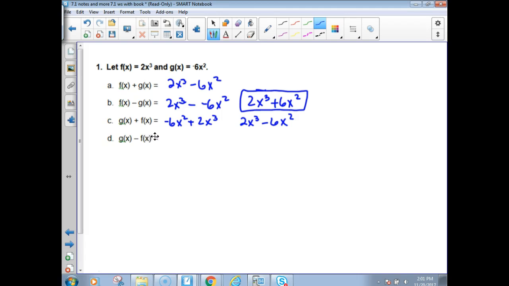So g of x minus f of x is not the same as f of x minus g of x. So I subtract 2x cubed, and now I would rearrange it in descending order of power. Negative 2x cubed minus 6x squared. Notice that that's not the same as f of x minus g of x. It's actually the opposite. We did not discuss domain and range on these.